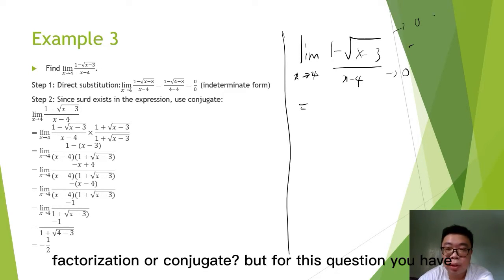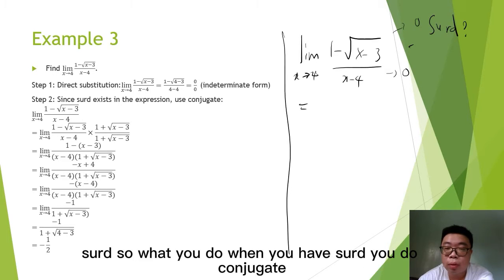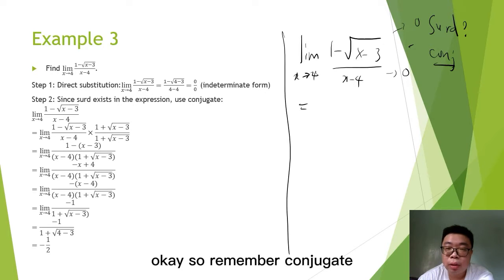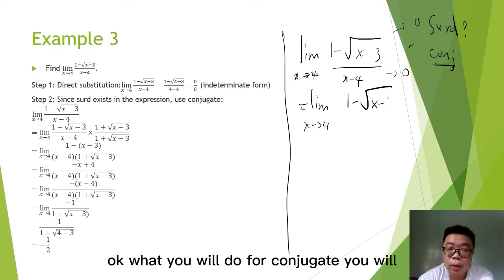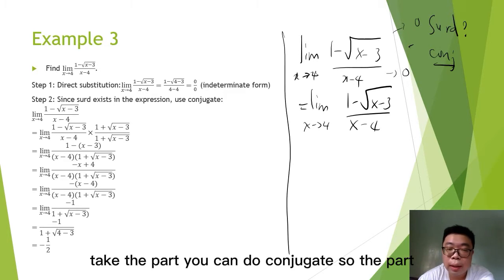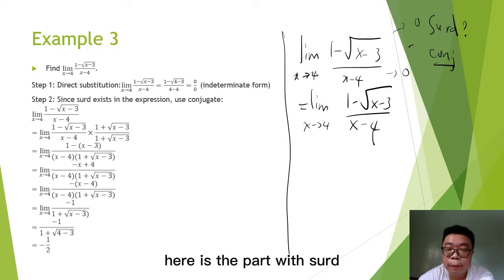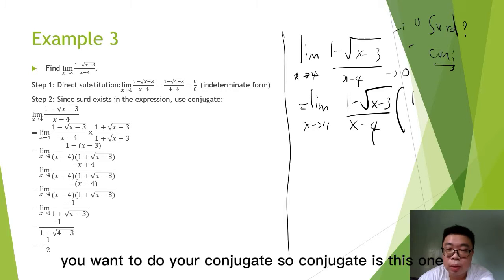But for this question, you have a surd. So what you do when you have a surd, you do conjugate. Remember conjugate. What you will do for conjugate, you will take the part that you can do conjugate. The part here is the part with the surd. So this part with the surd, you want to do its conjugate. So conjugate is this one.